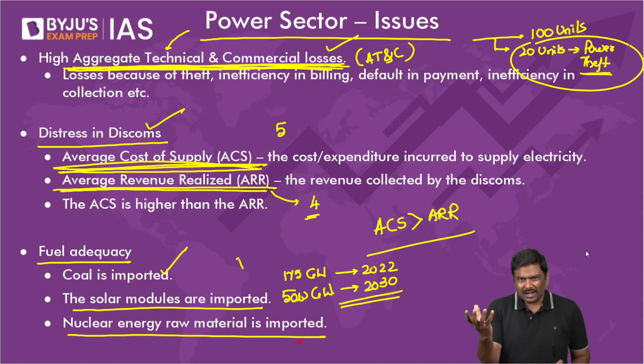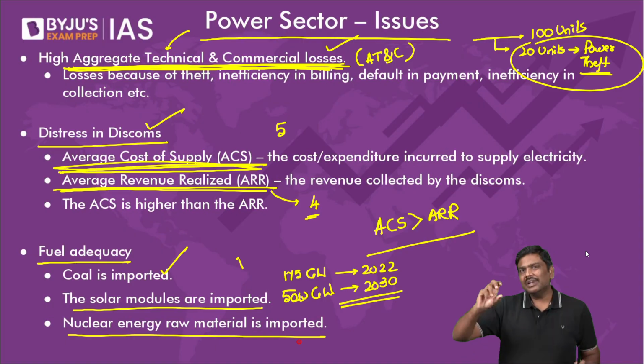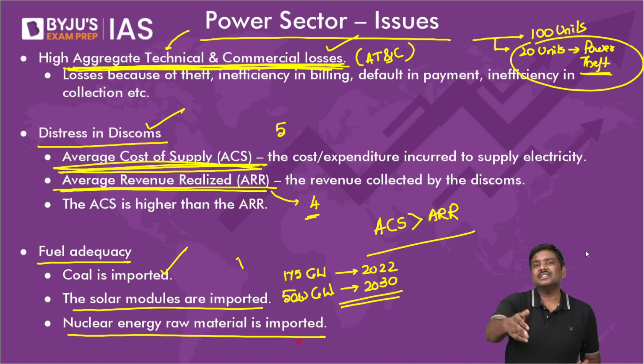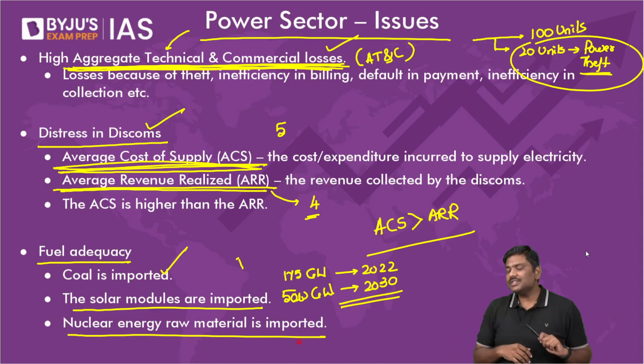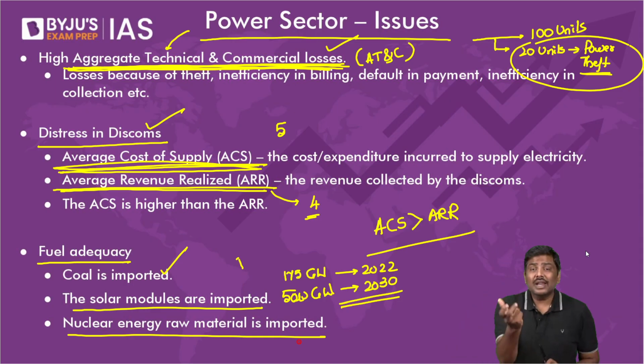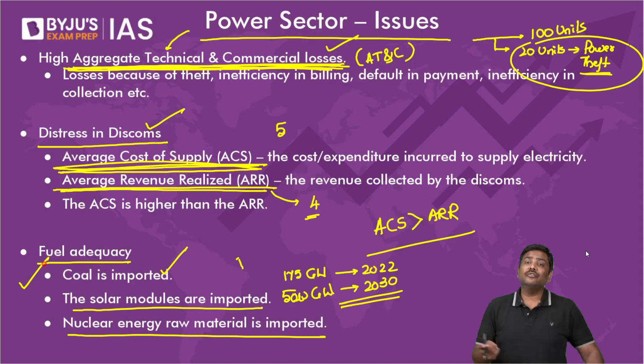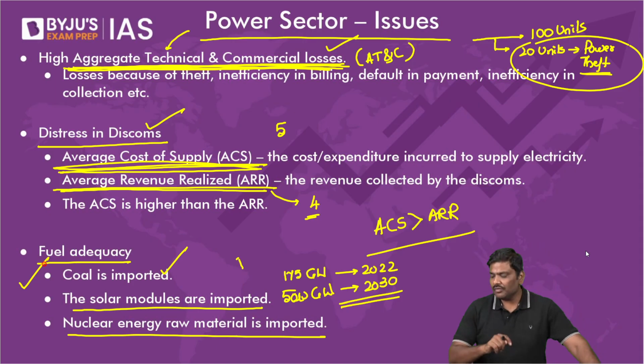Only a part of the total energy comes from nuclear energy. But even then, what about nuclear power plants? We purchase them from the USA, from Europe, etc. And what about nuclear material? We import nuclear material also. So there are a lot of issues regarding fuel adequacy in India.